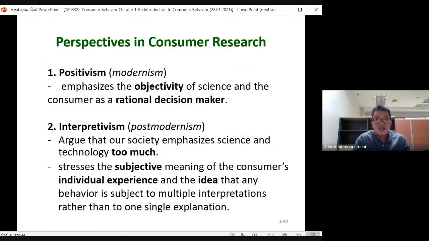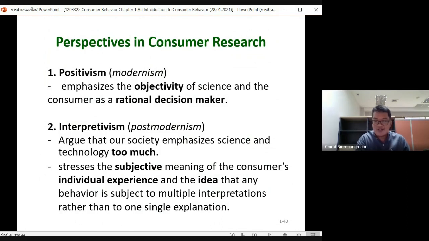Then we also have two perspectives in consumer research. Please take a look at this carefully. It's going to be asked for sure on the quiz. As I mentioned earlier, one side of the people believes in reason. They believe in using rational decisions. So these people look at something as an object, so it can be measured, it can be counted. These people are called positivism or modernism.